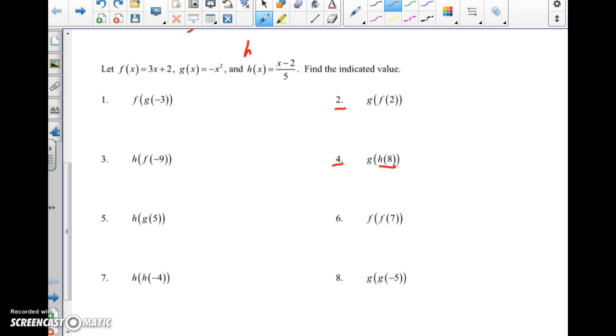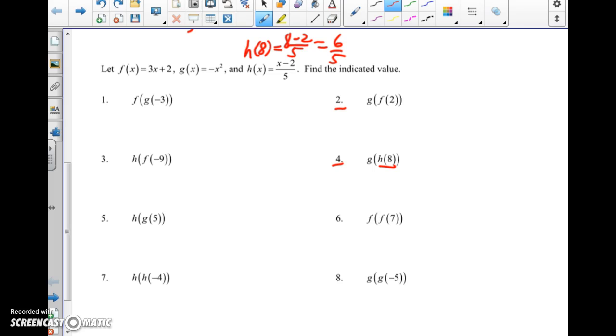Here's h. This is h of 8, right? So it's 8 minus 2 over 5, right? So it's 6 over 5. That's the answer, 6 over 5. There you go. H of 8 is 6 over 5, right?